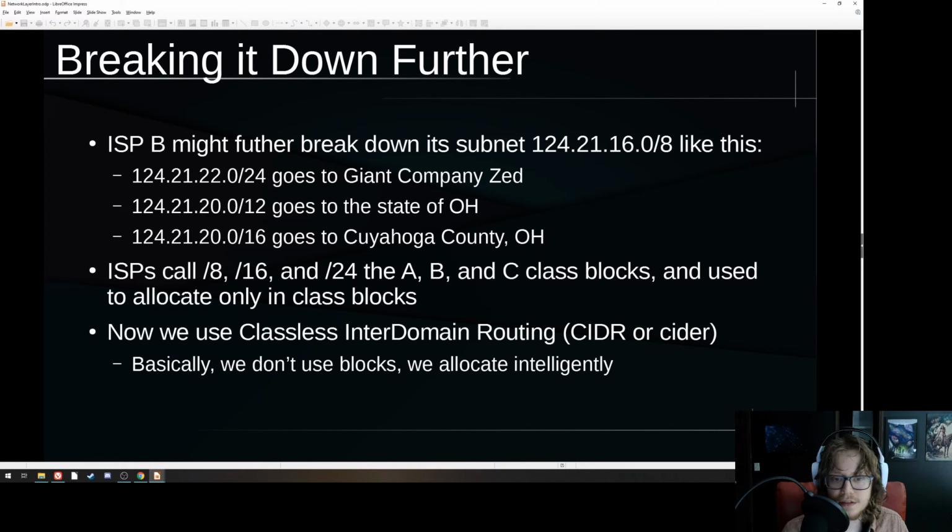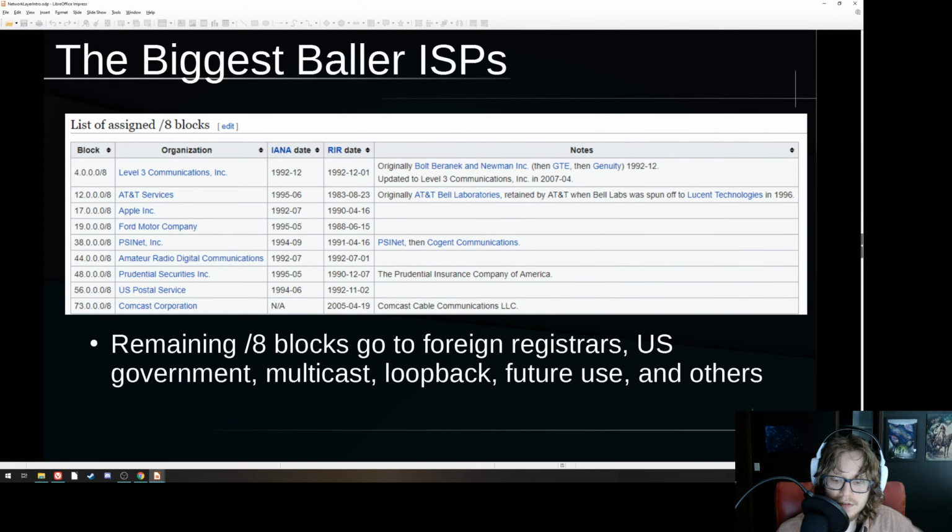We allocate them individually. The downside is that now it's harder to keep that large subnetting, that anything that starts with these numbers has to go to this region. The regions are able to grow smaller when you're able to buy smaller blocks of IP addresses. So let's look at who the biggest ballers are around the world. Let's look at specifically in the United States. Who has the /8 addresses?